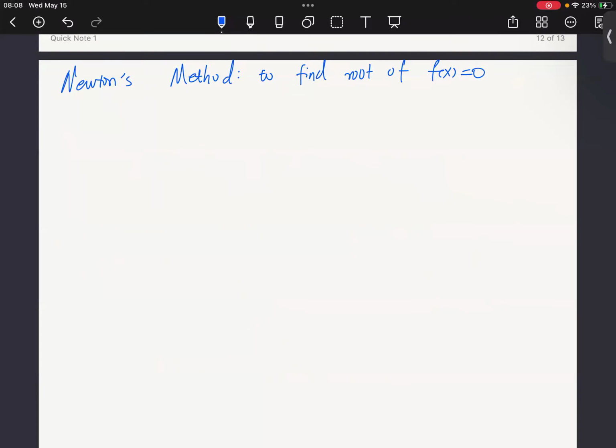So I have some assumptions on the function f. Suppose f(x) is in C2, which means that f is continuous, the first derivative is also continuous, and the second derivative is also continuous. And now we are going to derive this method. Let me write this down. This is the derivation of this method.